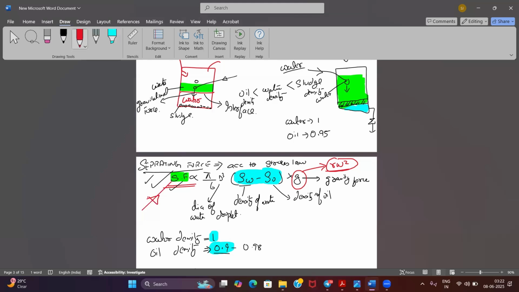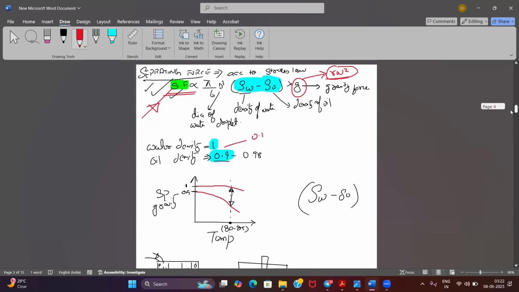Diameter of water droplet is not in my hand, and it will be a very small diameter of water droplet, so it will not increase the separation force that much. The only thing that I am having right now is the density difference. I can create much better. How can I create it? You can see the density difference is only 0.01, right?